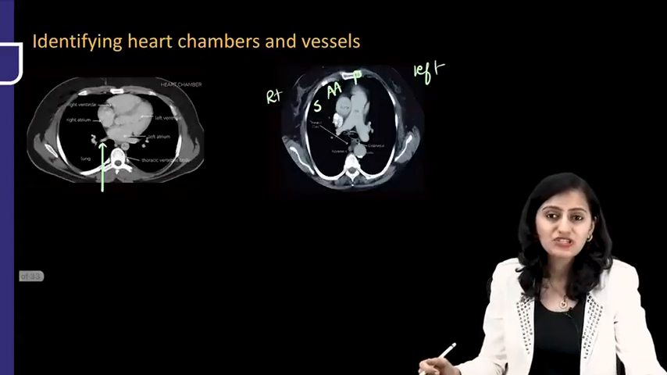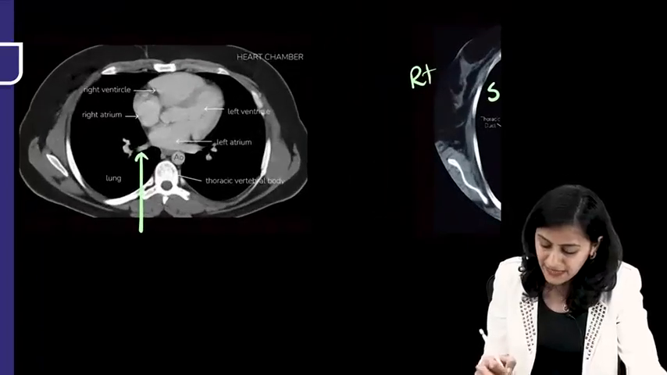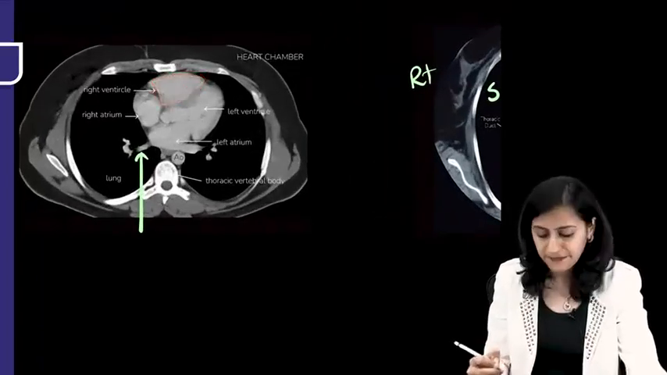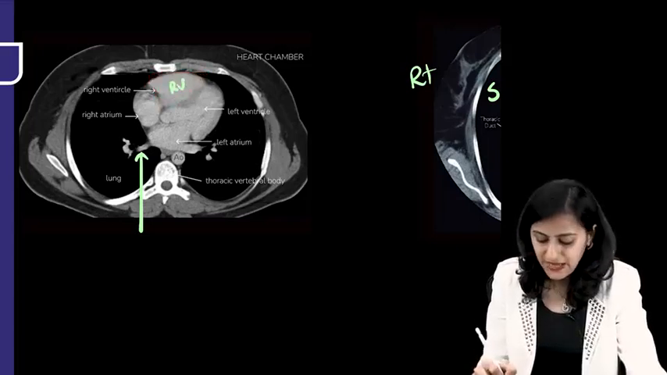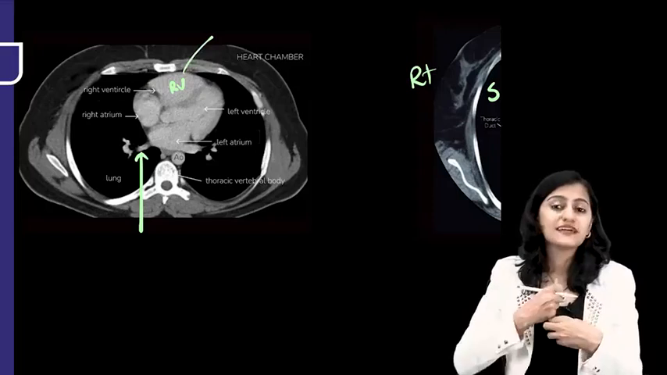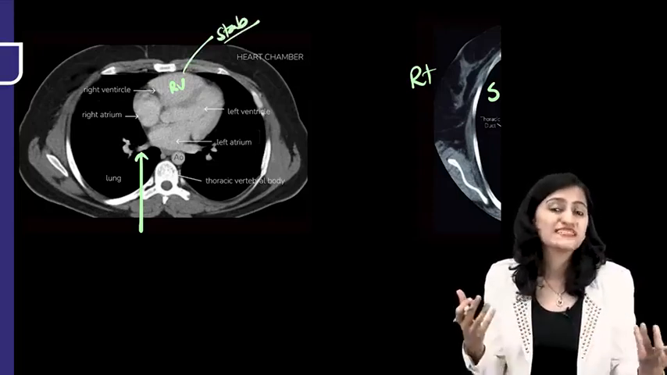Now, identifying the heart chambers on CT MRI, a recently asked question. Here the anterior most chamber of the heart, which is behind the sternum, is the right ventricle. And that is why it is the one which is injured in stab injury to the chest. The right ventricle is the one which gets injured.